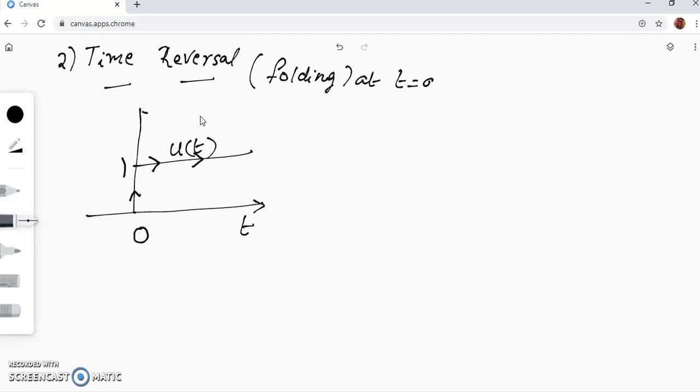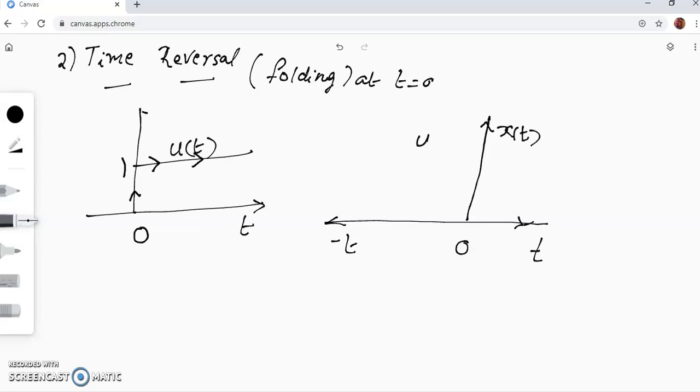Now what will happen when you fold the same signal? When you fold the same signal, what happens is that you are folding the signal at the origin. So this is the origin, this is the time axis in the positive direction, this is the time axis in the negative direction, and this is your signal x of t. This is the amplitude of the signal x of t. Here you are trying to plot what is u of minus t. That means you have just reversed the time. So our signal u of t will now change its direction towards left side. That means it will be playing backwards.